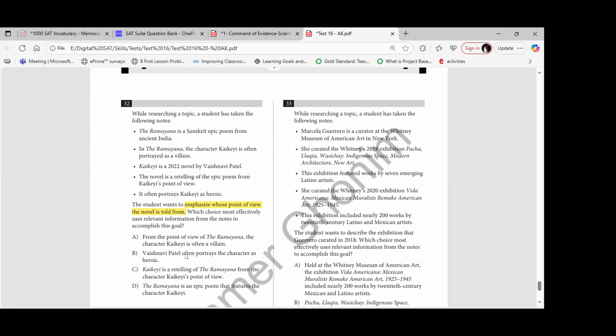Option B: often portrays the character as heroic. Nothing. Option C: retelling the Ramayana from the character Kaikeyi's point of view. Yes, here he mentioned whose point of view it is. So the answer is C, which is an easy one. Clear, Ahmed Hani?